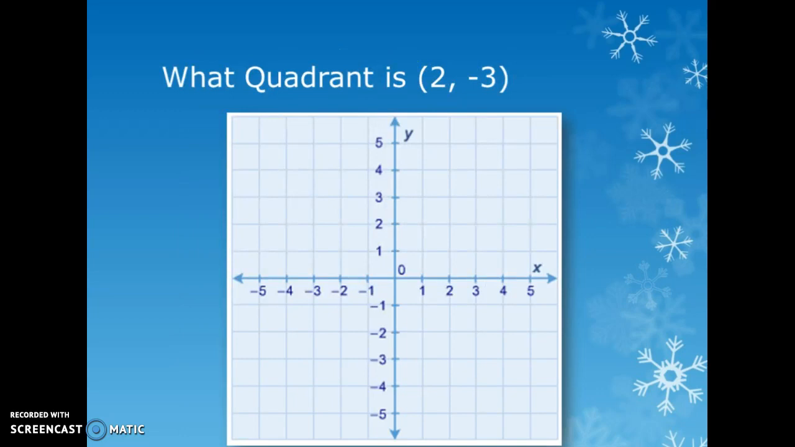Okay, so now thinking about quadrants, think about where the coordinate (2, -3) would be. If you are thinking quadrant 4, because (2, -3) is right here, this is quadrant 4. Remember, it always starts as 1, 2, 3, and 4. So here's quadrant 4. Think about this one, (-5, -5). That one falls in quadrant 3.